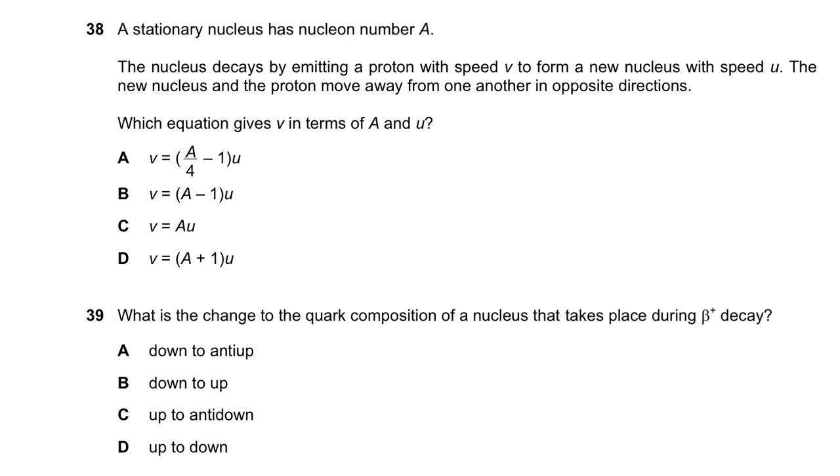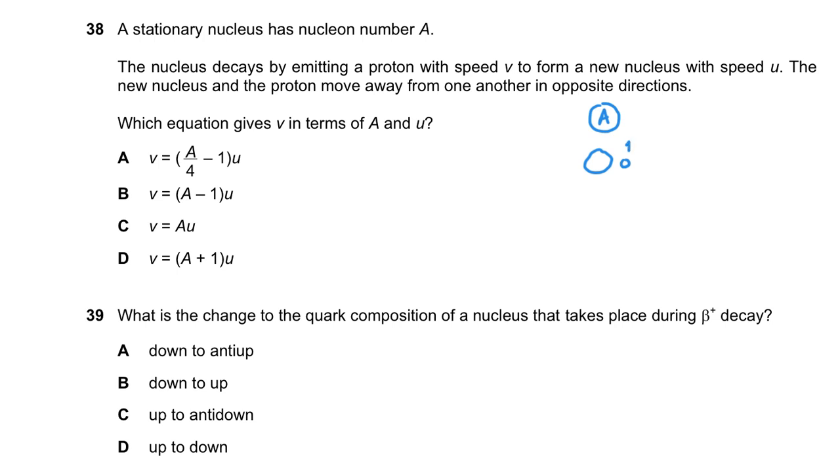Question 38 says, a stationary nucleus has a nucleon number A. So let's draw our stationary nucleus, and this has a nucleon number A. The nucleus decays by emitting a proton with a speed v to form a nucleus with speed u. The new nucleus and the proton move away from one another in opposite directions. Which equation gives v in terms of A and u? So what has happened now is that you've got a proton that is emitted out.